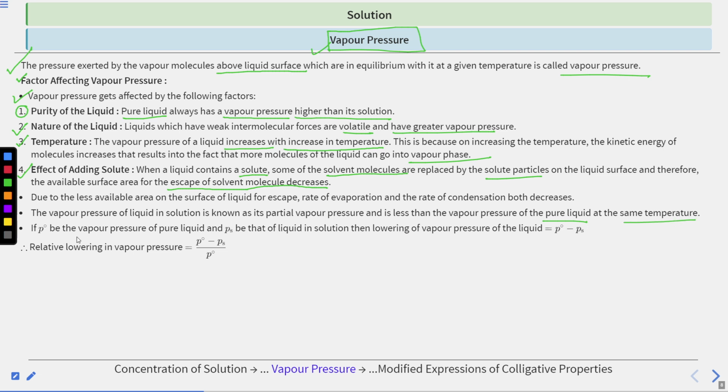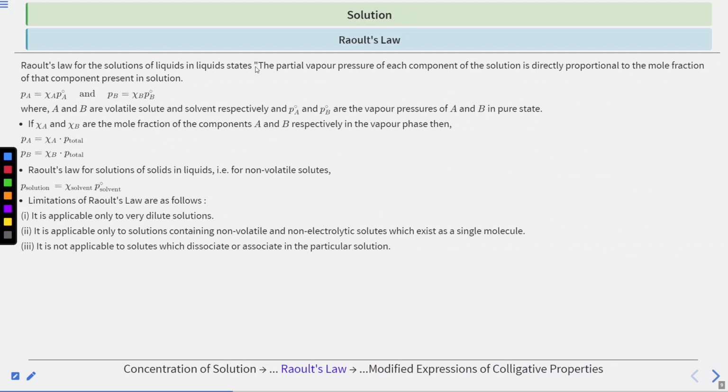If P0 be the vapor pressure of pure liquid and Ps be that of liquid in solution, then lowering of vapor pressure of liquid is equal to P0 minus Ps. So therefore we can say that relative lowering in vapor pressure is given by this formula, which is P0 minus Ps divided by P0. So this is all about vapor pressure. Now we study about the Raoult's law.